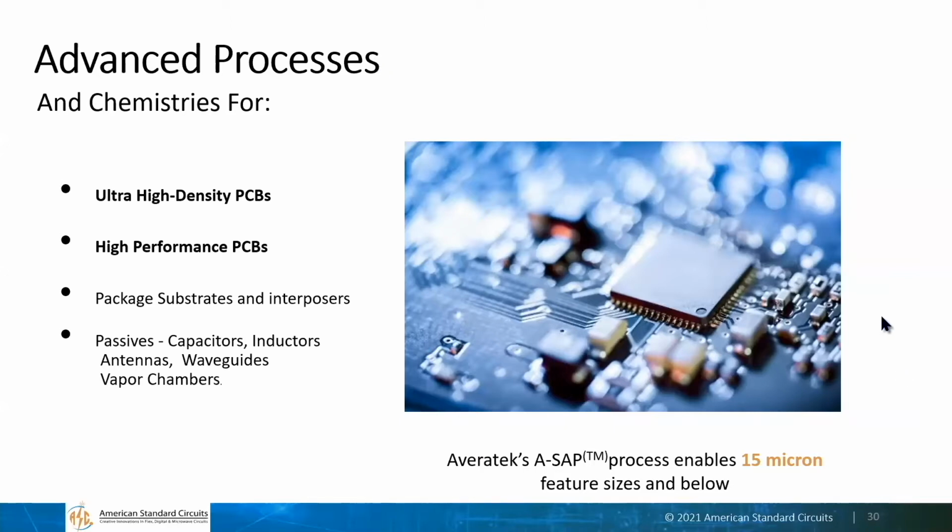I'll say a little bit about Averatek. Averatek is not a printed circuit board manufacturer. We partner with companies like ASC, who are printed circuit board fabricators. And what we do is we manufacture chemistry and we license manufacturing processes around that chemistry. And A-SAP is the first one of those manufacturing processes that we're putting out. We are targeting ultra high density printed circuit boards. And with that ultra high density, you can also get significant performance benefits in many cases.